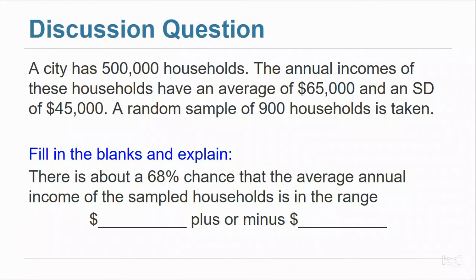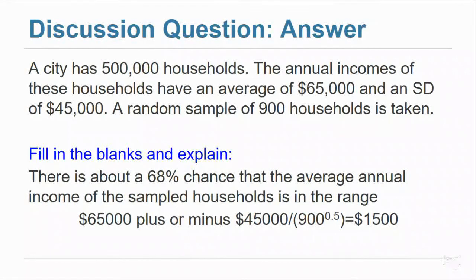And then to figure out the standard deviation of the average for the sampled households, what we should do is take the standard deviation for the population, 45,000, and divide by the square root of the sample size. The square root of 900 is 30, and 45,000 divided by 30 is 1,500. So there's about a 68% chance that the average annual income of the sampled households is in the range 65,000 plus or minus $1,500.